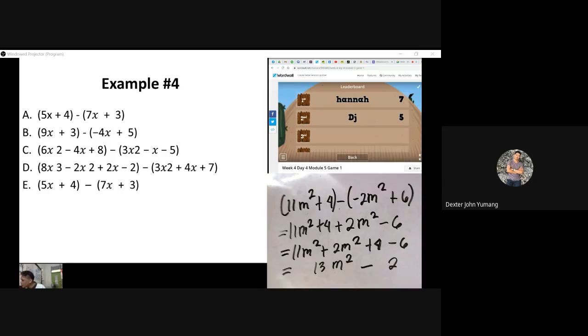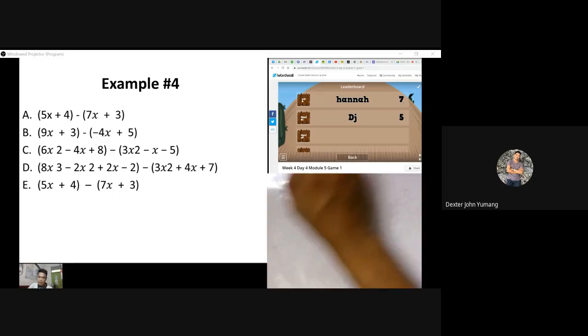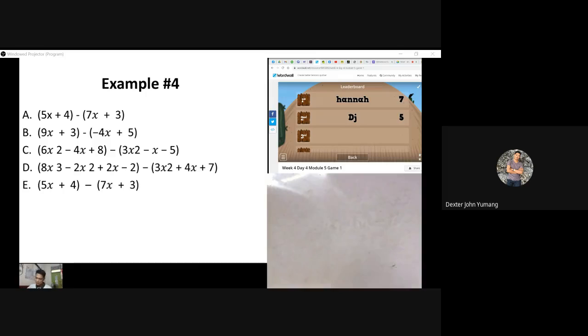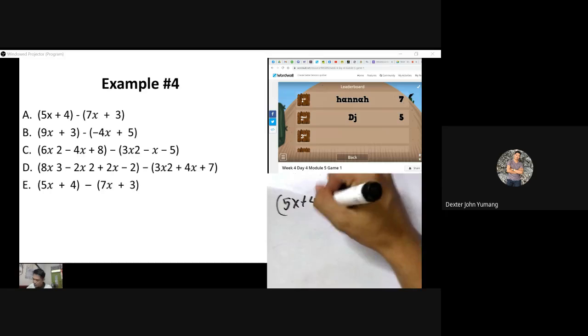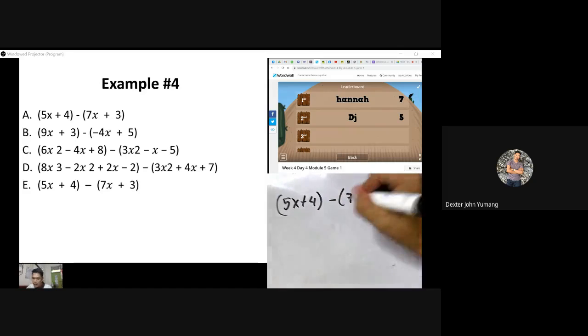Okay, very good. Everyone got it right. Job well done. Okay, next. Letter E tayo. Di natin sagutan si C at saka D kasi mali po yung pagkasulat. So, letter E. So, we have 5x plus 4, then minus 7x plus 3. Sige daw, kayo muna bago ako sagutan. Then, post your answer in the chat box. Kayo muna magsagot.